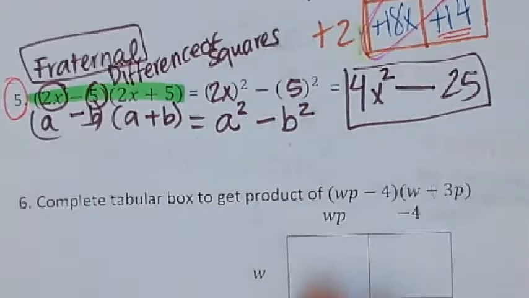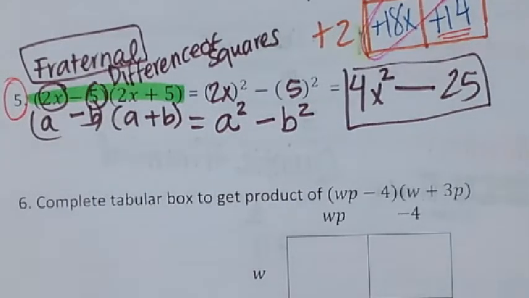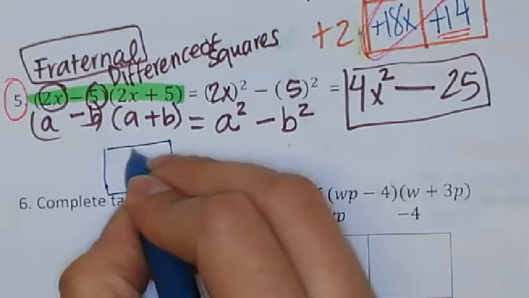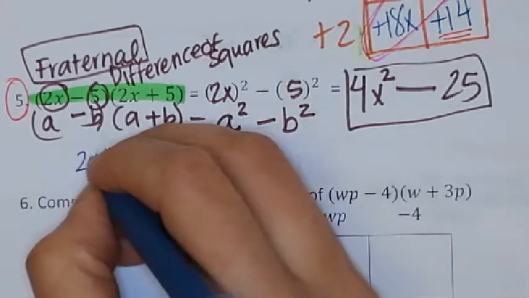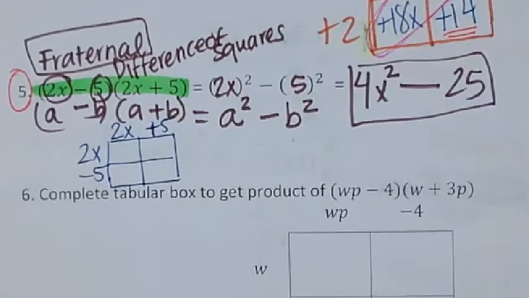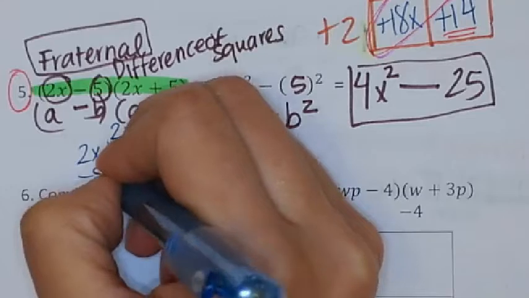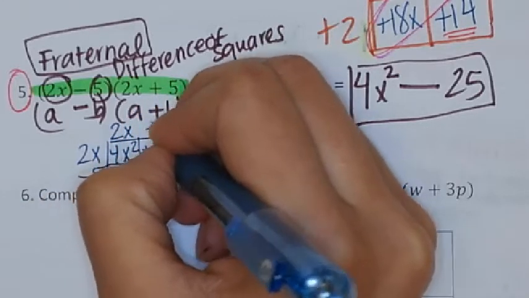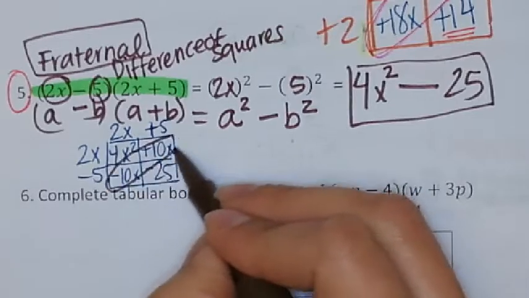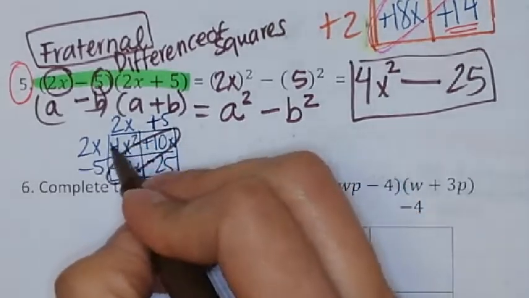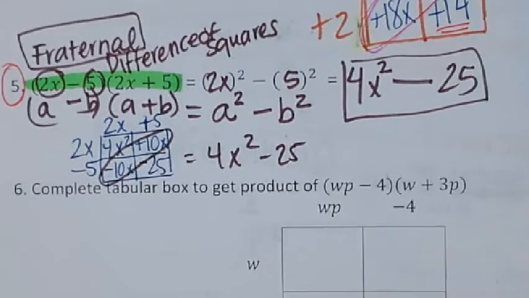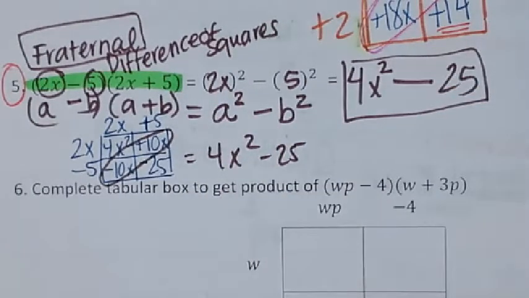Okay? If we do not use a formula and we're like, I don't know about that, I'm going to just multiply with my tabular box and call it a day, you can also do that. And with fraternal twins like these, you'll notice the difference of squares. The middle terms will cancel out. So you have 4x squared, negative 10x, positive 10x, and negative 25. So these two will always cancel out, equal to 0. And guess what? You get the same answer, x squared minus 25. Okay? I just wanted you to see it with the formula, this being the formula.